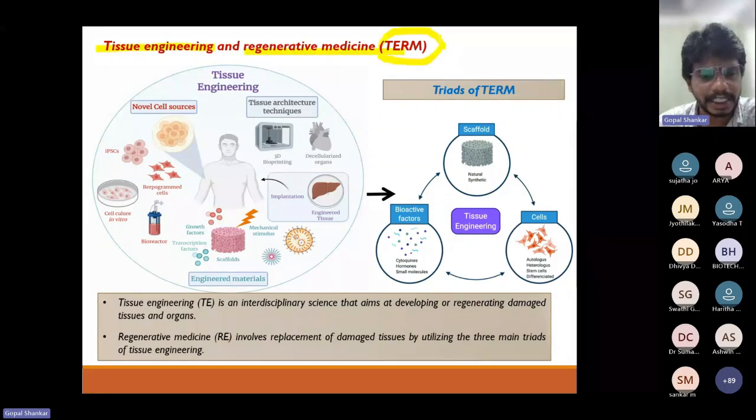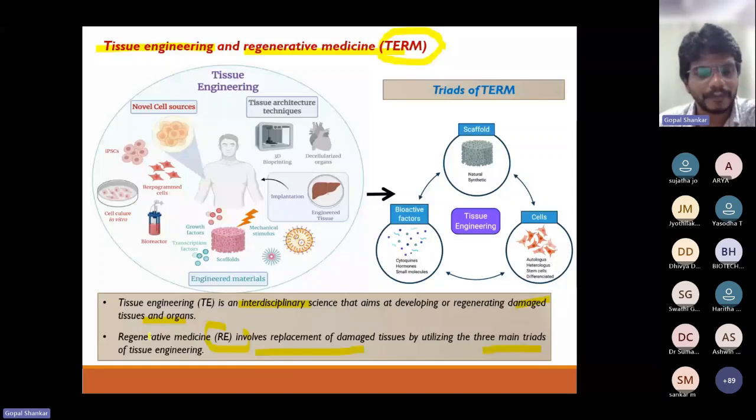What is tissue engineering? Tissue engineering is basically an interdisciplinary science that focuses on developing or regenerating damaged tissues or organs. And regenerative medicine is basically the replacement of damaged tissues by utilizing three different concepts of tissue engineering. So if you want to successfully regenerate a particular tissue, then you will have to involve this tissue engineering.